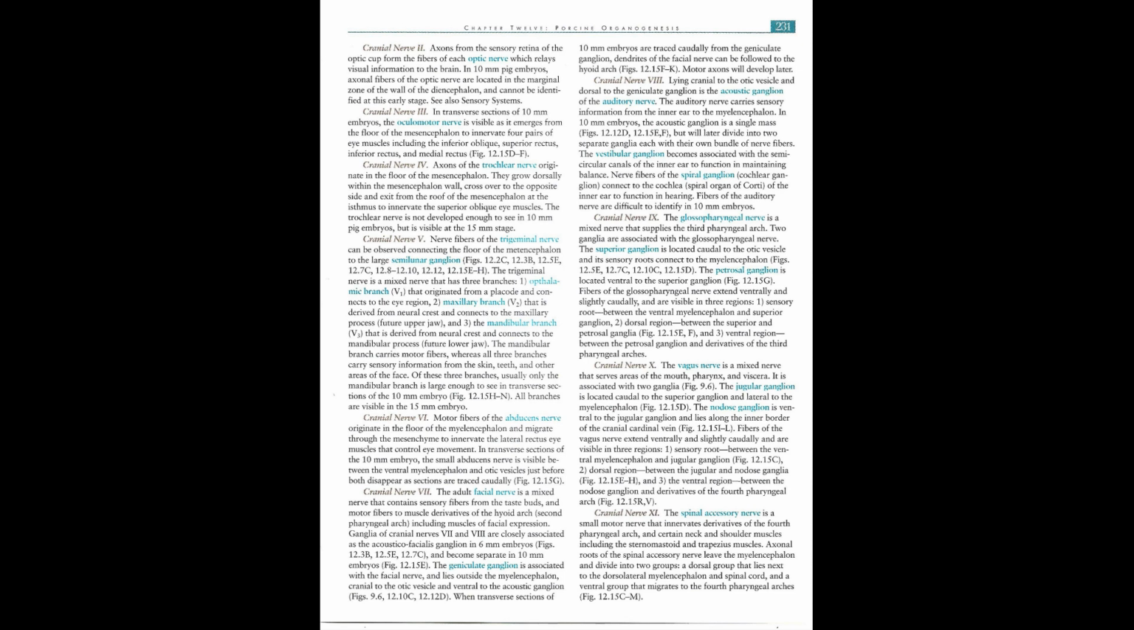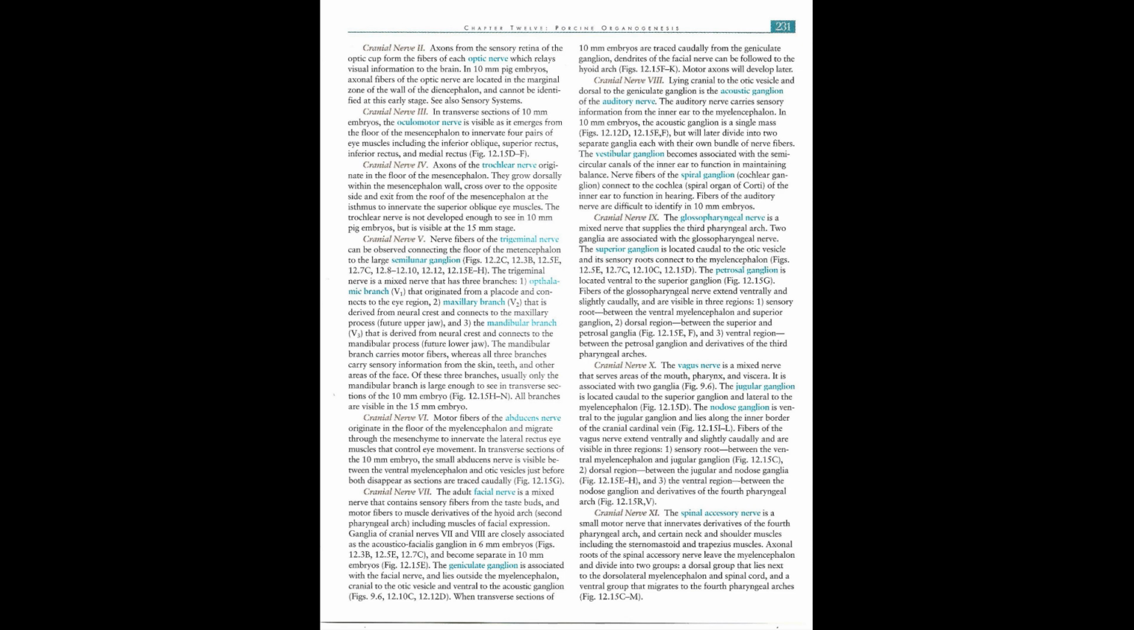The vestibular ganglion becomes associated with the semicircular canals of the inner ear to function in maintaining balance. Nerve fibers of the spiral ganglion, cochlear ganglion, connect to the cochlea, spiral organ of Corti, of the inner ear to function in hearing. Fibers of the auditory nerve are difficult to identify in 10 mm embryos.